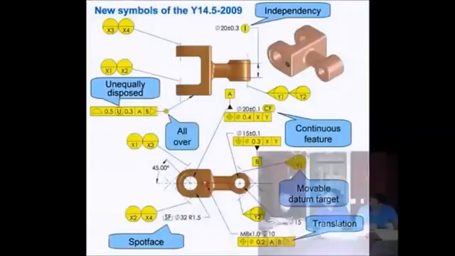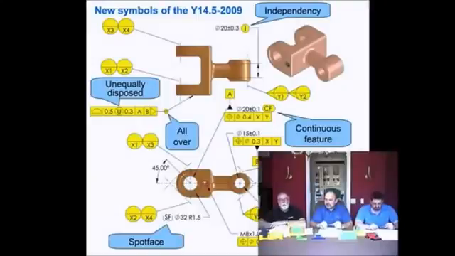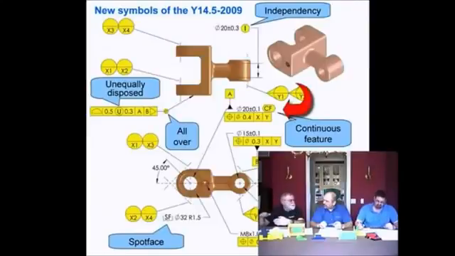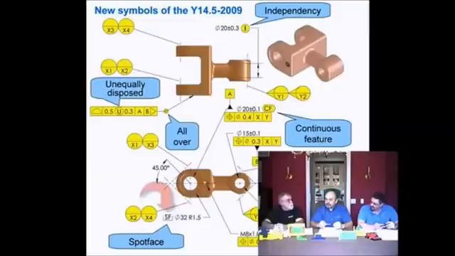Another new symbol is the continuous feature symbol. Many times you have a feature that's interrupted, and we know in the manufacturing process they're going to machine the whole surface of the whole diameter and put undercuts in there. Before, if we wanted to put a form control, we'd have to put it on each of those diameters where all these interruptions were. Now we have a continuous feature symbol. We can just treat them as a single feature of size, and then rule number 1 applies. We eliminate a callout on those things.